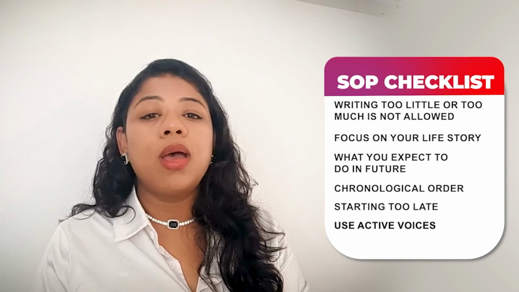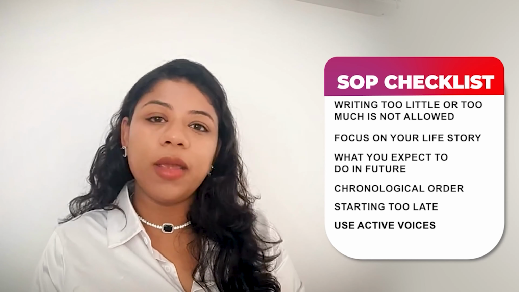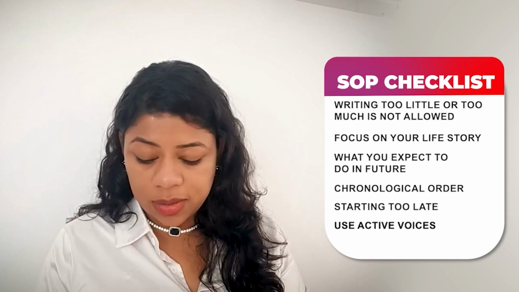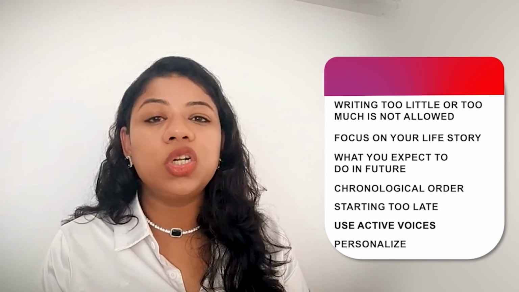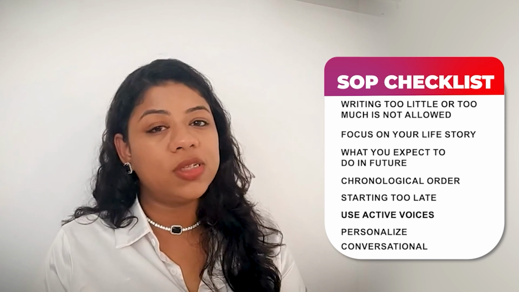Sixth very important checklist item that you need to follow is use active voice in your statement of purpose. Seventh very important checklist item that you need to follow is personalize, add that personal touch to your statement of purpose. Eighth and the last most important thing, which I have already talked about, is make sure your statement of purpose is not formal but conversational. That is very, very crucial and important while you write a statement of purpose.